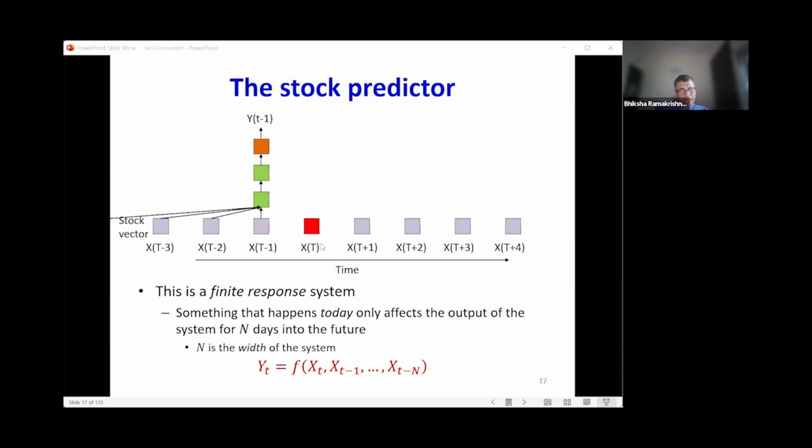So if some event happened on day t, as shown by this red box, as you begin making predictions, that event is going to influence your prediction on day t. It will continue to influence predictions on t plus 1, t plus 2, and t plus 3. But then when you get to t plus 4, that window has slid past the event. And so the event no longer affects the output. So the response to any event only lasts for a finite amount of time. So this is a finite response system.